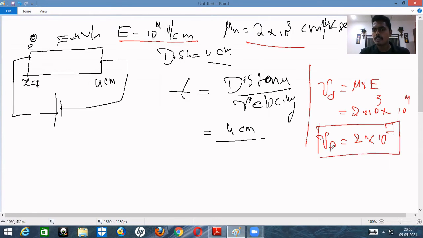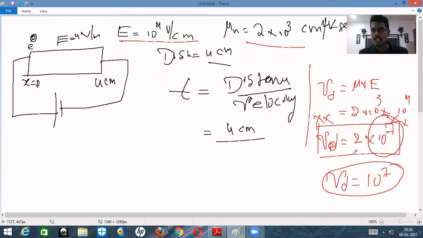But if you take the drift velocity directly as 2 into 10 power 7, that will be a big mistake. I have already said that the maximum value of drift velocity is 10 power 7. If the drift velocity comes out greater than 10 power 7, then we need to take the drift velocity as 10 power 7 only. So remember that. Therefore the drift velocity is equal to 10 power 7 centimeter per second, right?